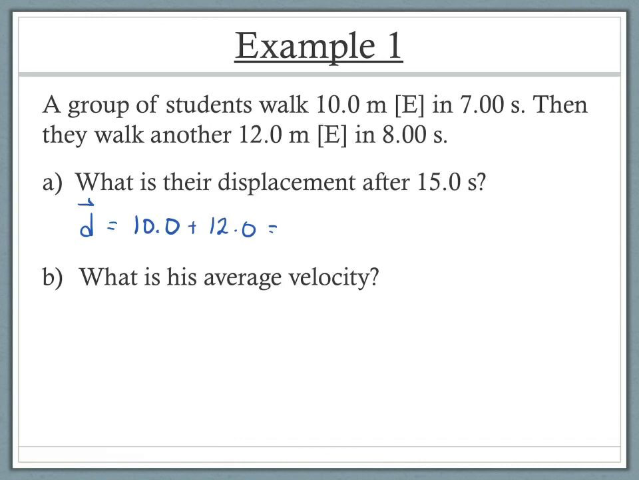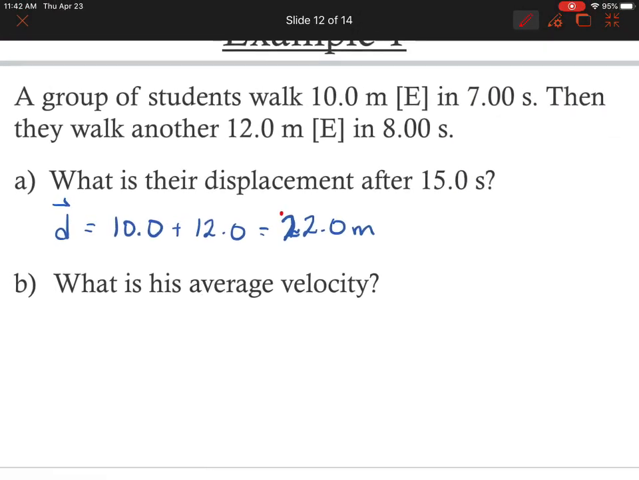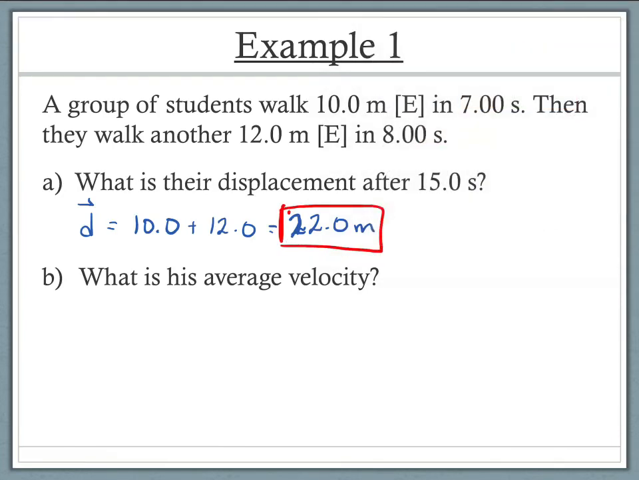What's their displacement? It's just 10 plus 12. Isn't that nice and easy? So that is 22.0 meters. Always remember your significant digits. This has 3, the 10.0 has 3, the 12.0 has 3. So my answer should have 3 significant digits, which it does. So there we go. There's our displacement. It is just 22.0 meters.